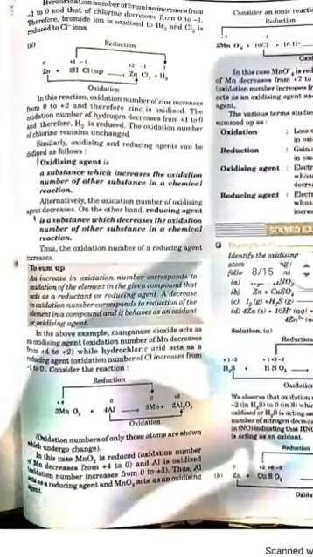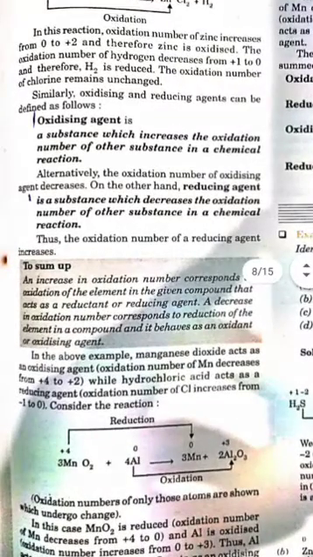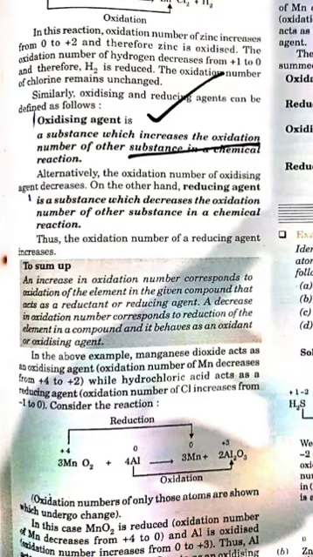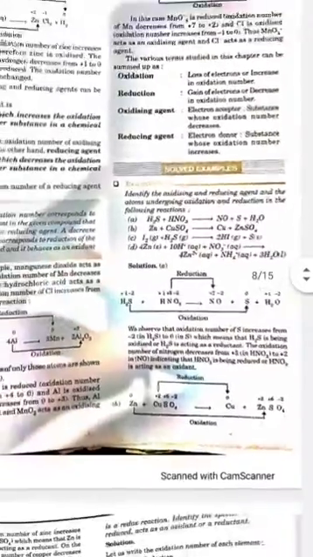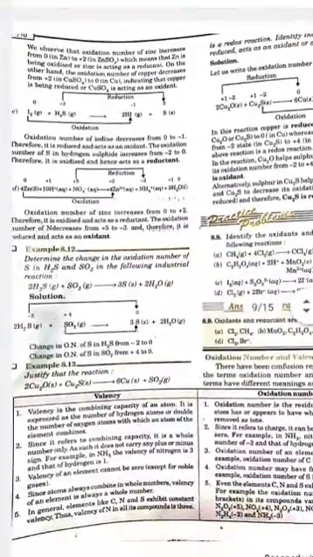Now, what is an oxidizing agent? On the concept that we studied just now, an oxidizing agent is that which increases the oxidation number of another substance. And a reducing agent will decrease the oxidation number. These are some more examples. You can practice these examples here.